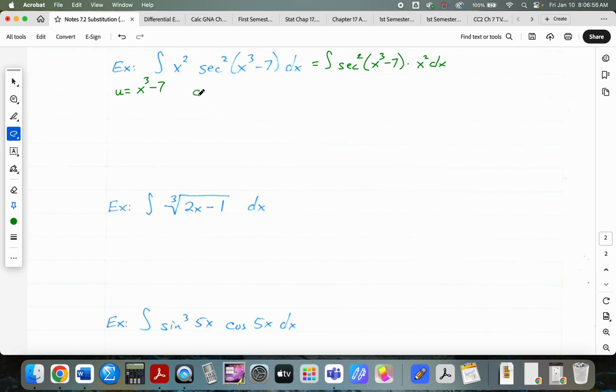So du will be the derivative of that, 3x squared times dx. Here's how I deal with it. What I do is go, okay, I don't want 3x squared dx. I want x squared dx, right? So that it exactly matches what's out here. Well, I'm just going to divide both sides by 3. So 1/3 du is equal to x squared dx.